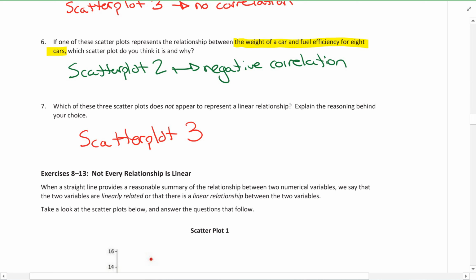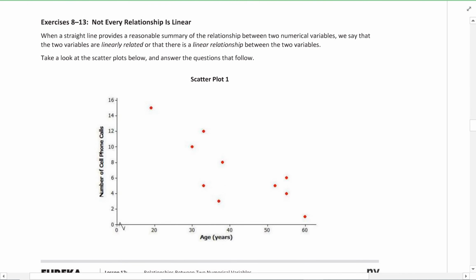Alright, exercises 8 through 13. When a straight line provides a reasonable summary of the relation between two numerical variables, we say that the two variables are linearly related, or that there is a linear relation between the two variables. Remember, guys, if something is linear, it has a constant rate of change. So take a look at the scatter plots below and answer the questions that follow.